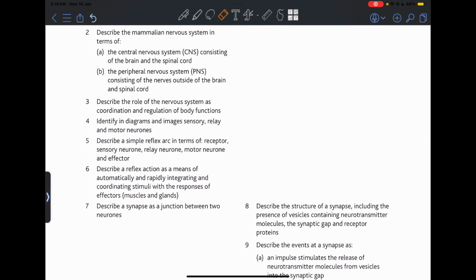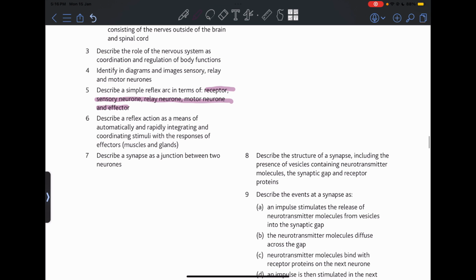Now number 3 says describe the role of the nervous system as coordination and regulation of body functions. Number 4 says identify in diagrams and images sensory, relay and motor neurons. So you have to be able to know and label the images if they ask you for the sensory, relay and motor neurons. Now, number 5 says describe a simple reflex arc in terms of receptor, sensory neuron, relay neuron, motor neuron, and effector. So there are these structures inside of the simple reflex arc.